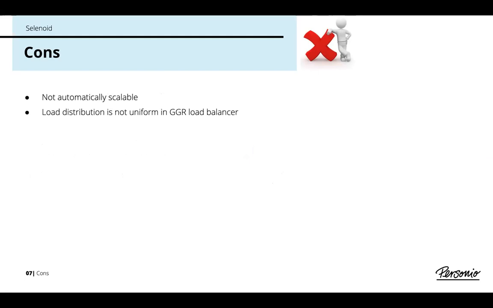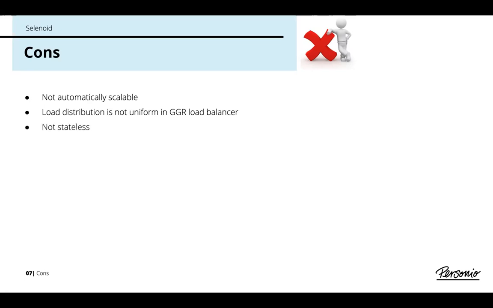The load distribution is not uniform in the GGR load balancer. Well, the GGR load balancer is the thing that decides to which Selenoid hub your request will go. But inside of Kubernetes, it's not always managed the best way, I would say. And sometimes it can overload the Selenoid hub, and that's why it could even crash.